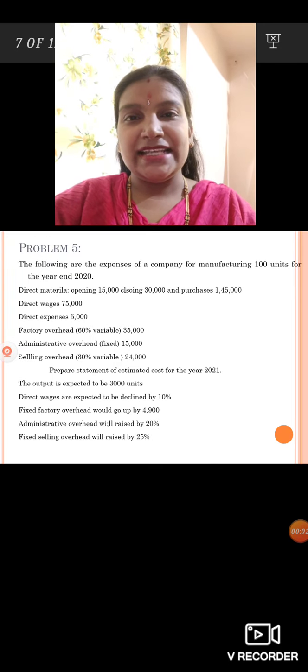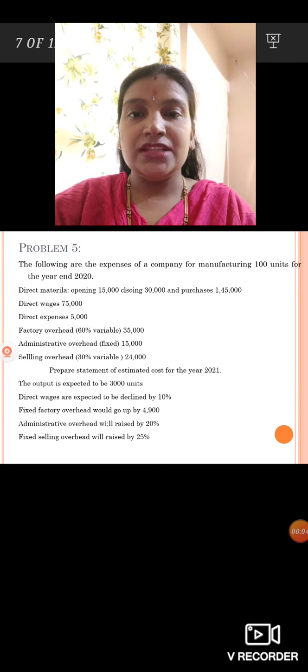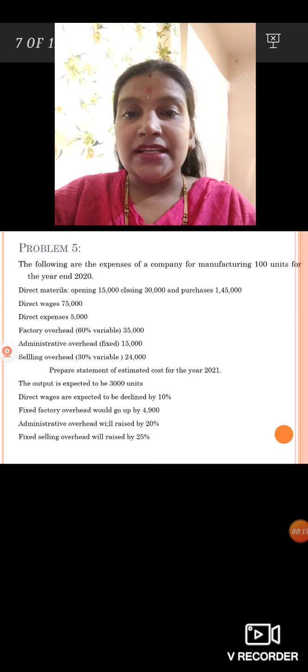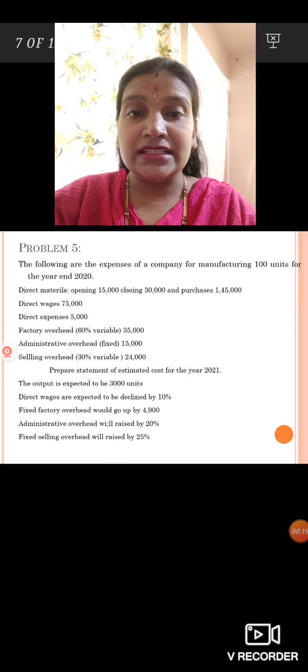Hello students, next we'll move on to the fifth problem. The following are the expenses of the company for manufacturing 100 units. For the year 2020, they are producing 100 units. Direct material they have given all. Opening balance is 15,000, closing balance 30,000 and purchases 1 lakh 45,000.